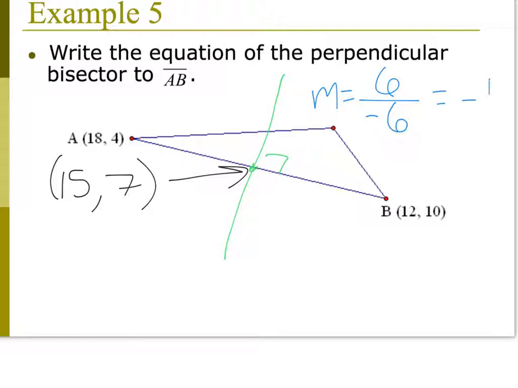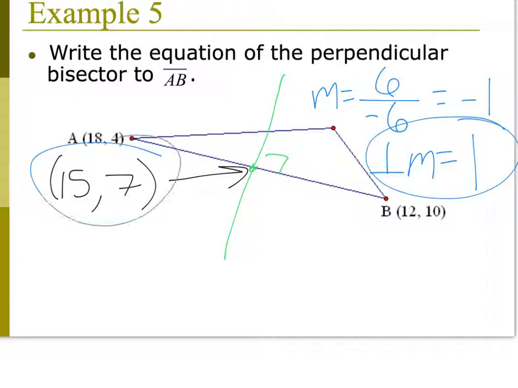So what's my perpendicular slope going to be in this case? It would be +1. All right, so I've got my slope. I've got my point. Am I ready to write my equation of the line? Yes. Well, I guess I still need my y-intercept. But we're well on our way.